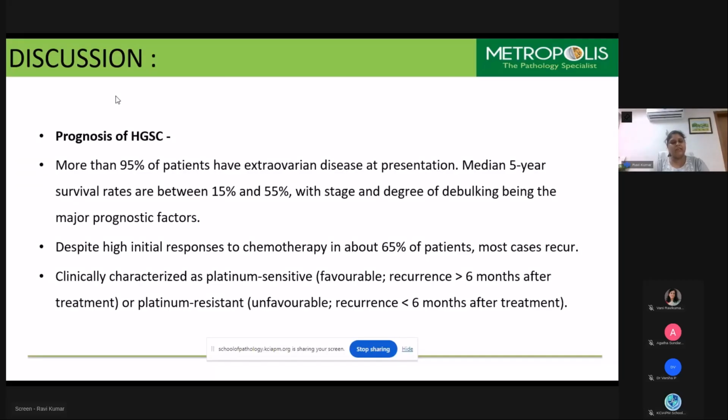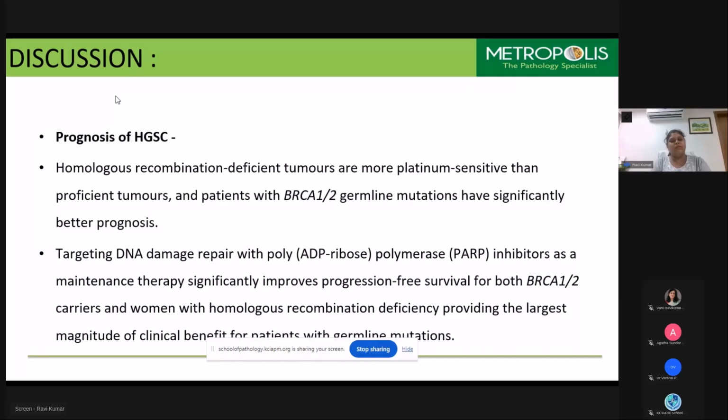And clinically, high-grade serous carcinomas can be classified into platinum-sensitive and platinum-resistant cases. Platinum-sensitive have a favorable prognosis. Now, homologous recombination deficient tumors are more platinum sensitive. So, homologous recombination basically helps in the repair of DNA damage, double-stranded DNA damage. Also, BRCA germline mutations, if they are present, signify a better prognosis.